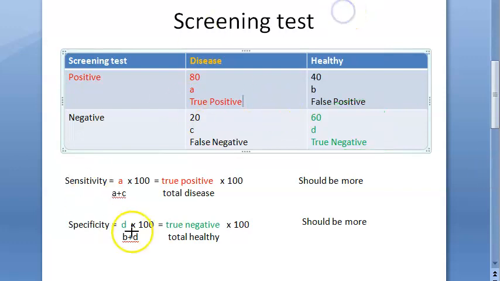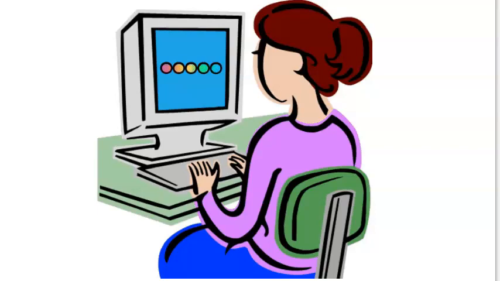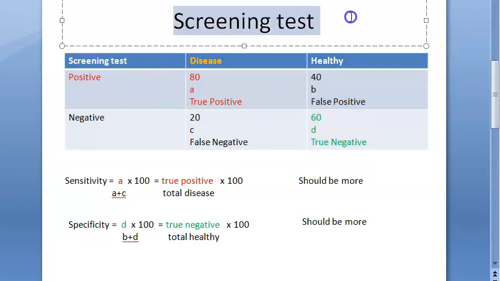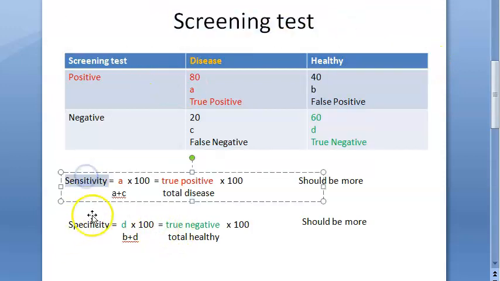So let us look at these terminologies called sensitivity and specificity. First understand this table, guys. What are we looking at? In the screening test, we have tabulated the results of the diseased and the healthy people. We want to know if this screening test that we are going to use is sensitive and specific.